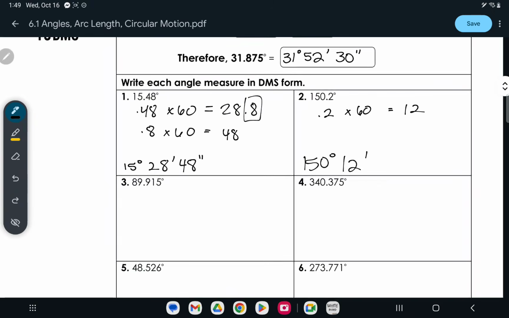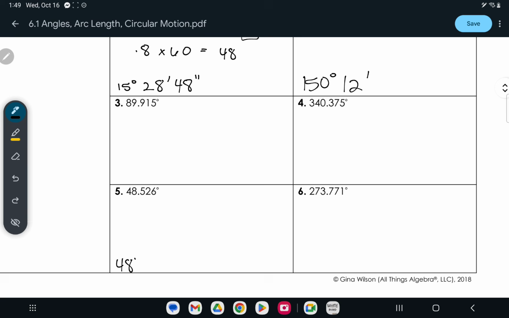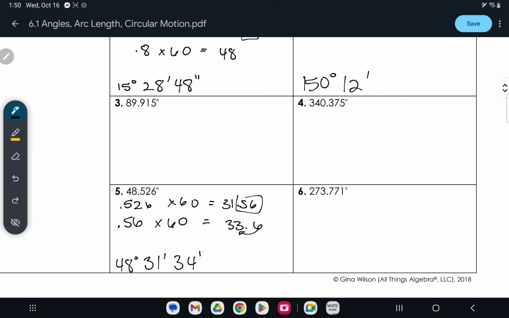Let's look at one that maybe you'd have to potentially round. So I have 48 degrees, 0.526. I'm going to multiply that by 60. So 31.56. So 31. And I got to turn that 0.56 into seconds. So I get 33.6. Now there's not anything further for this, so I will just round it. That 6 tells me to round up, so I'll make that 34. Okay.